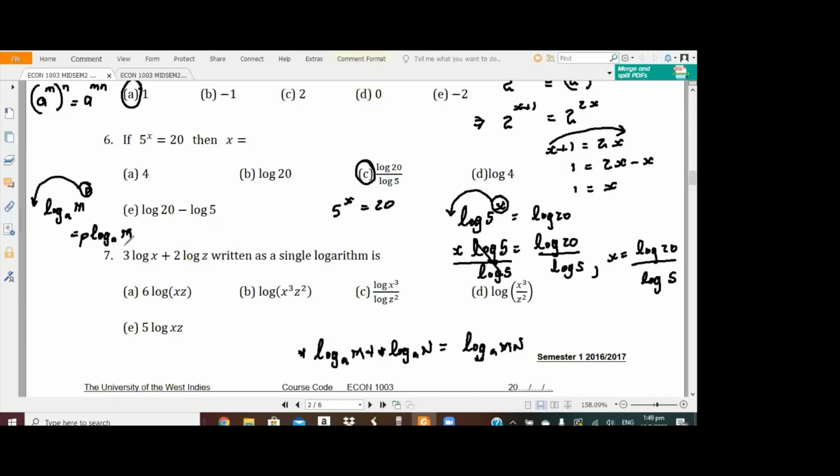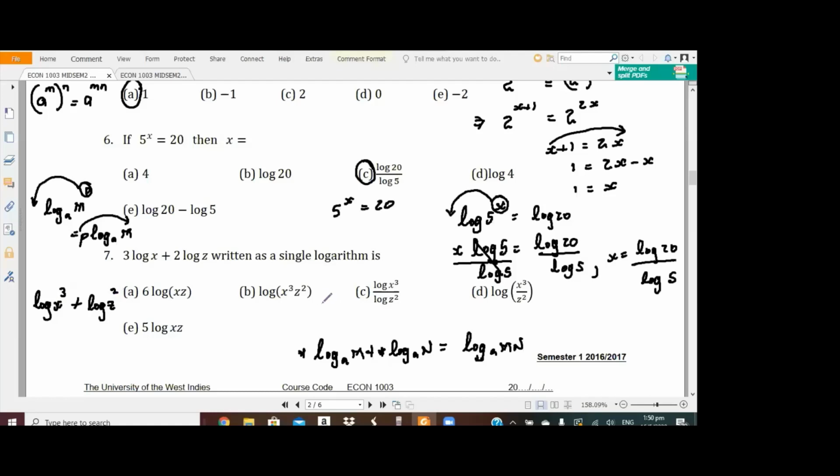Luckily for you, what you can do is reverse this law by bringing the power up top here. So what we're going to do, we're going to bring this 3 up top. We're going to bring this 2 up top by reversing this law of logarithm, right? When I carry the 3 up top here, it's going to give me, let me just write it over here, log x cubed plus log z squared.